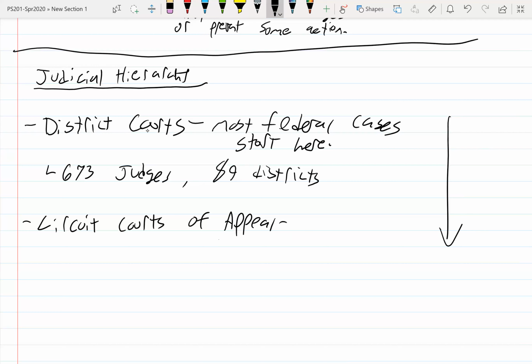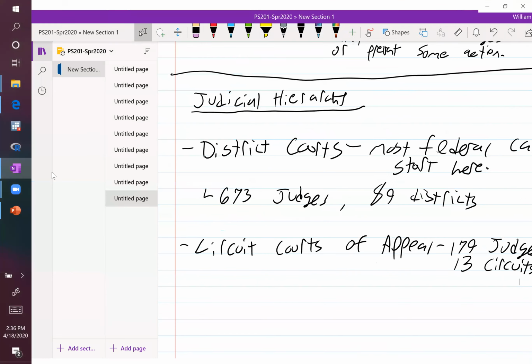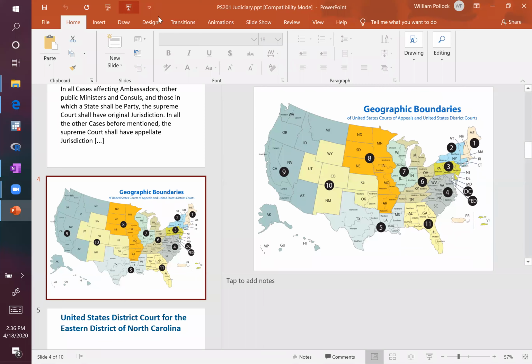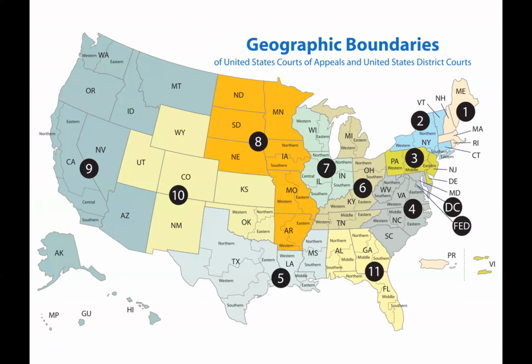Okay, but actually, before I get to that, let me just give you, here, this is a relatively smaller group compared to the district court judges, 179 judges in this case. Okay, so smaller than the district courts, but much larger than the Supreme Court, across 13 circuits. And I have another map here to illustrate this. This is a national map, and you can see the various circuit courts.